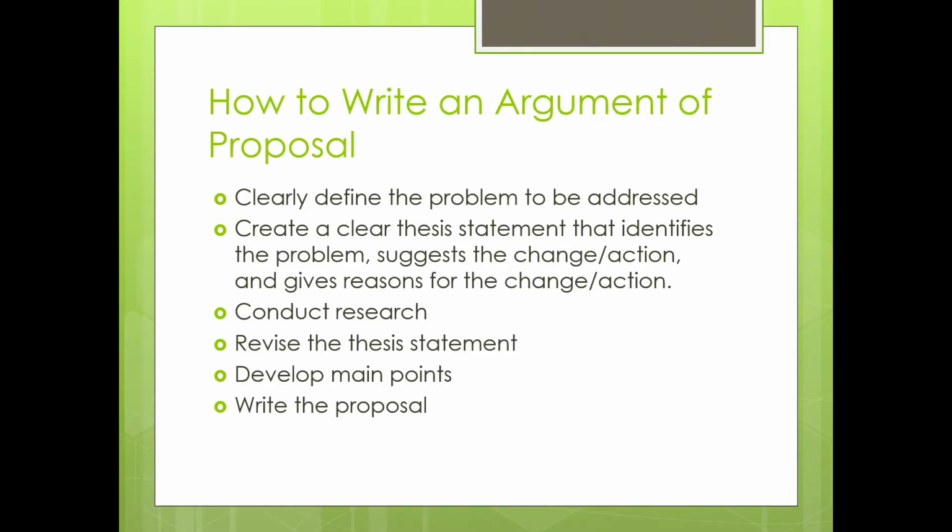Secondly, we've got to create a clear thesis statement that identifies the problem, suggests the change or action, and gives the reasons for the change or action. So what we just looked at in the previous slide. So we got to create that nice, clear thesis statement. Then we've got to conduct our research, revise our thesis statement. We've seen this before. Then we've got to develop our main points, which should already be in our thesis statement because there are reasons. And when I say develop main points, what I mean is flesh them out, get the statistics and whatever you're going to use to support those main points, and then write your proposal, right? Pretty simple stuff.